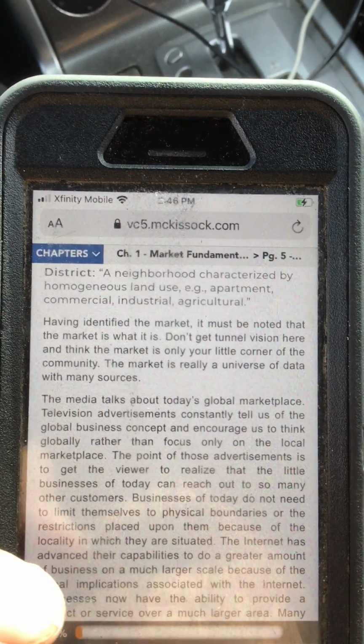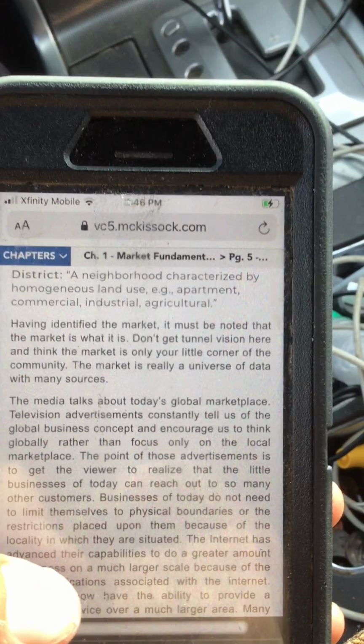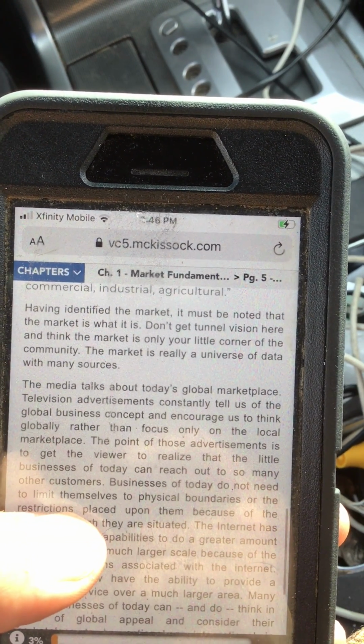District: a neighborhood characterized by homogeneous land use. For instance, apartment, commercial, industrial, agricultural.